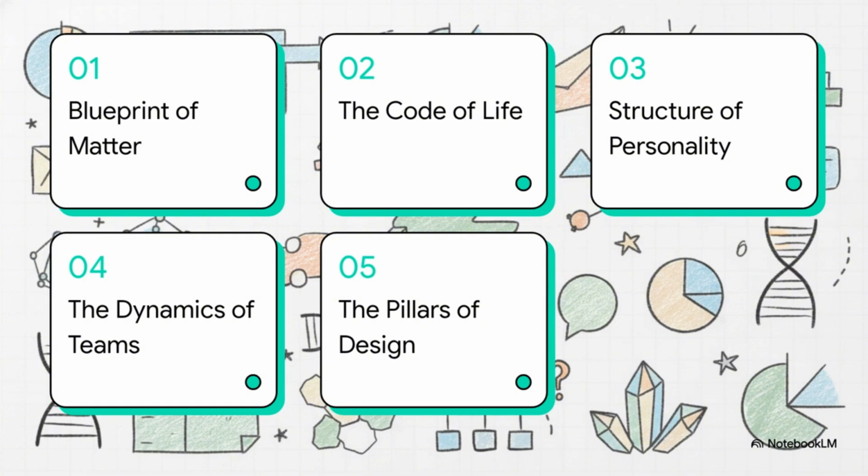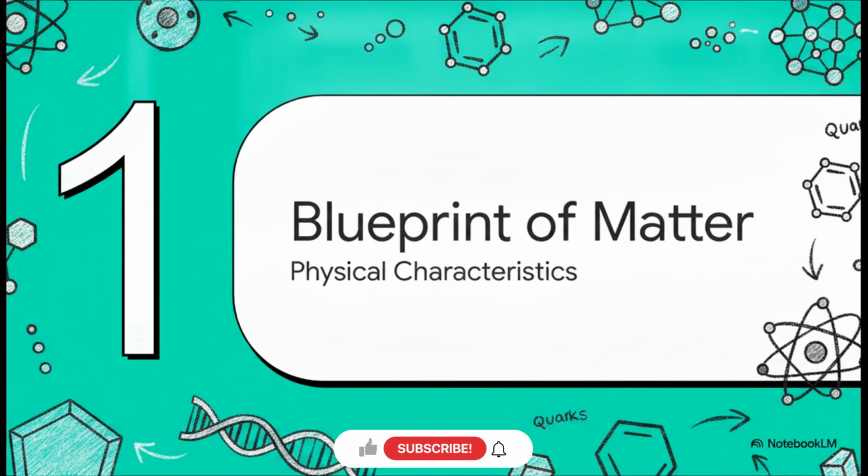Okay, let's dive into this outline. Today we're hitting 5 distinct scales of existence. 1. The blueprint of matter. 2. The code of life. 3. The structure of personality. 4. The dynamics of teams. And 5. The pillars of design. Let's begin right at the most elemental level.